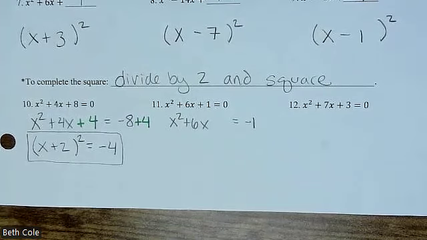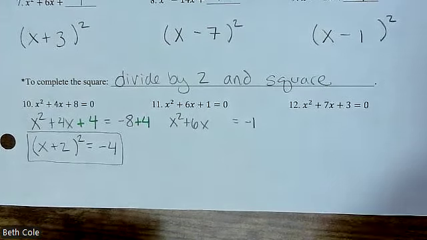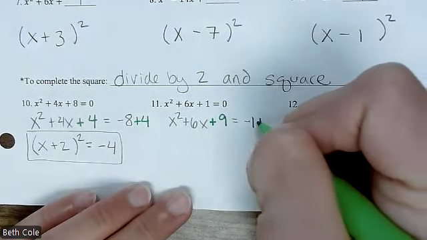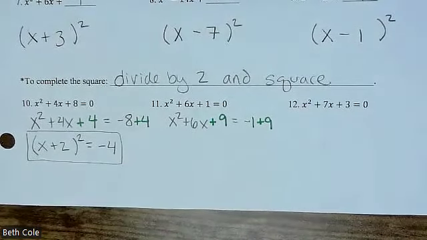And then I use a different color for this. You can or not, whatever you want. But this is where you complete the square. What are you going to add? Good, 9. And then on the other side, +9. Whatever you do to the left side, you have to do to the right.